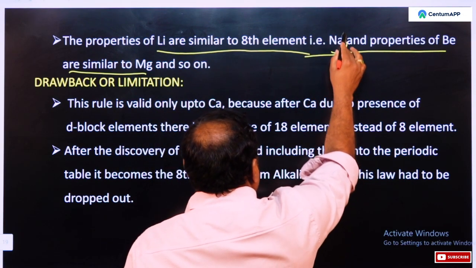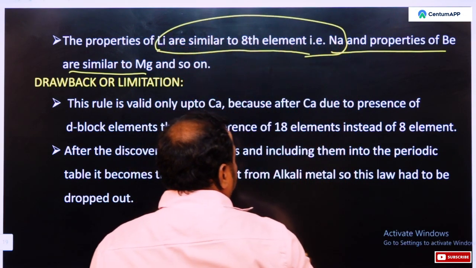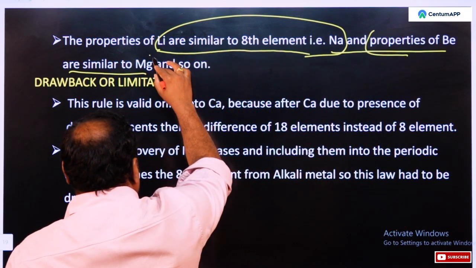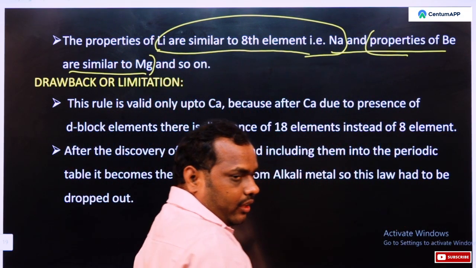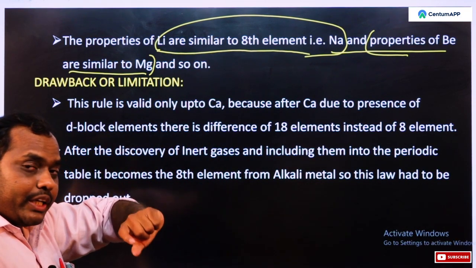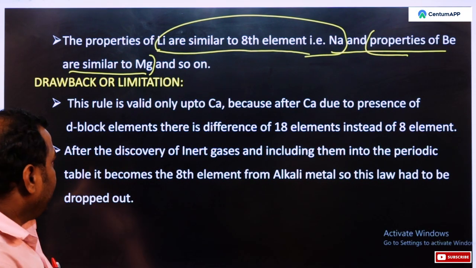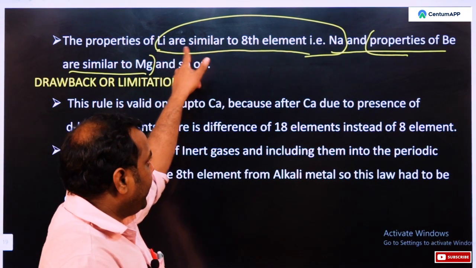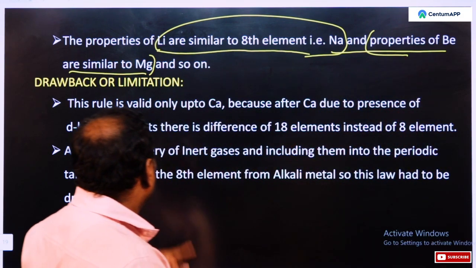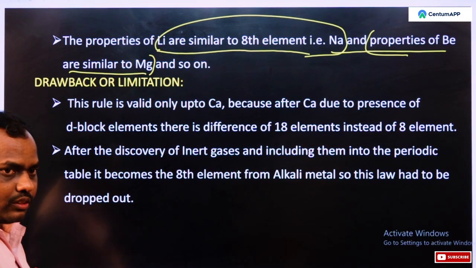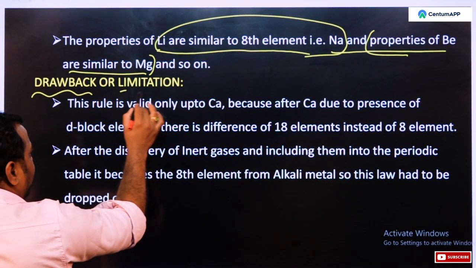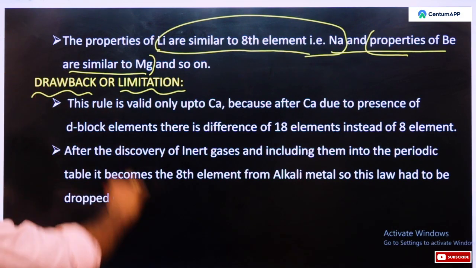Sodium has similar properties. Next, the properties of beryllium are similar to magnesium. Now, what is Newland's octave rule? Every eighth element has similar properties to the first element. I'll give an example: lithium is the first element, sodium is the eighth element. Here beryllium is the first element, here magnesium is the eighth element. Like that, similar properties.